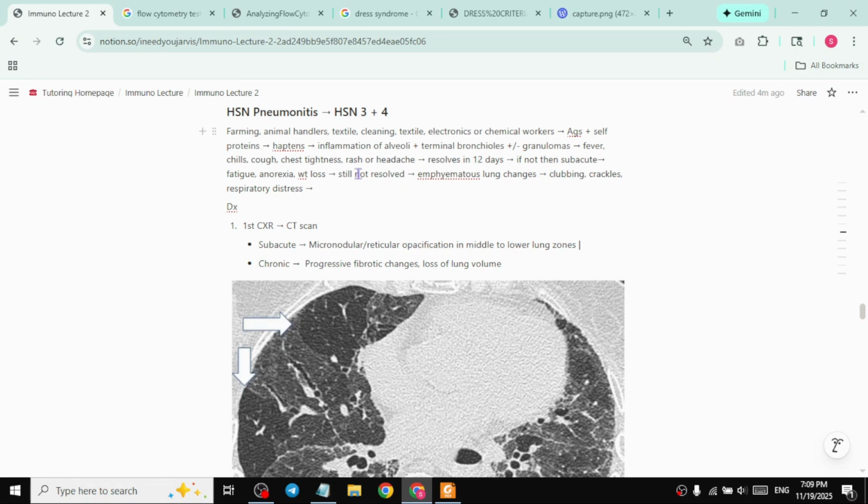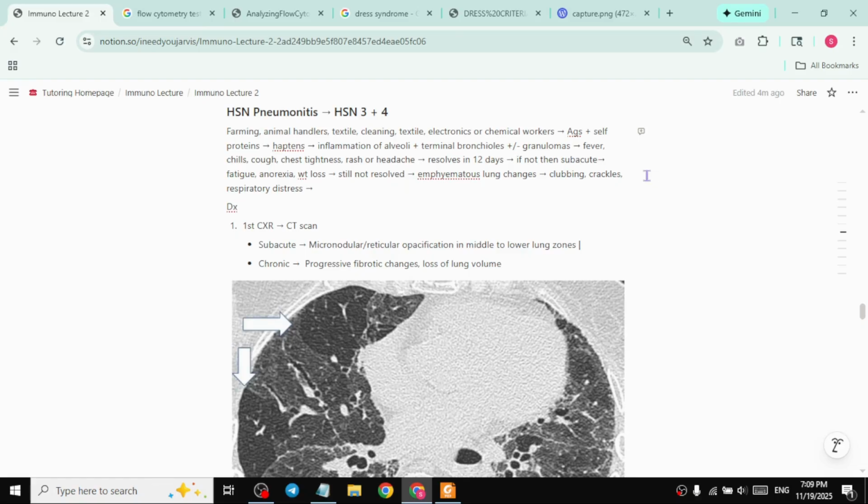That will lead to inflammation of the alveoli, right? Because the immune system is recognizing these haptens, and they will start to mount some response. Once you have inflammation of the alveoli and the terminal bronchioles, you may see some granulomas, you may not. You see fever, chills, cough, chest tightness, right? You may see a rash or a headache, but this comes and goes, right? If it does not resolve in 12 days, then it turns into subacute. Usually, less than 12 days is the acute part. Subacute is greater than that, 2 weeks.